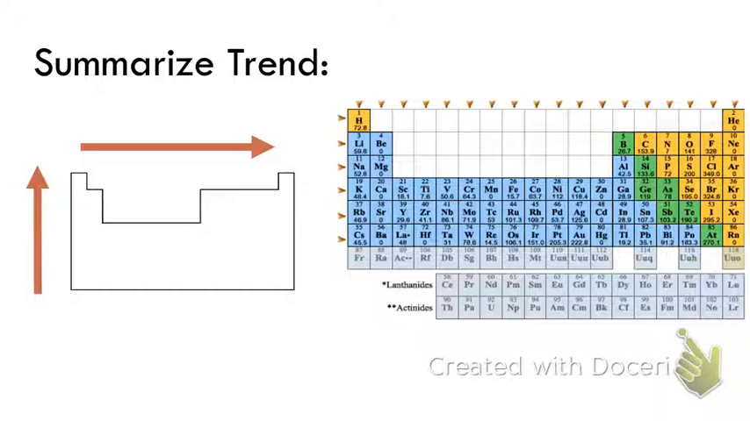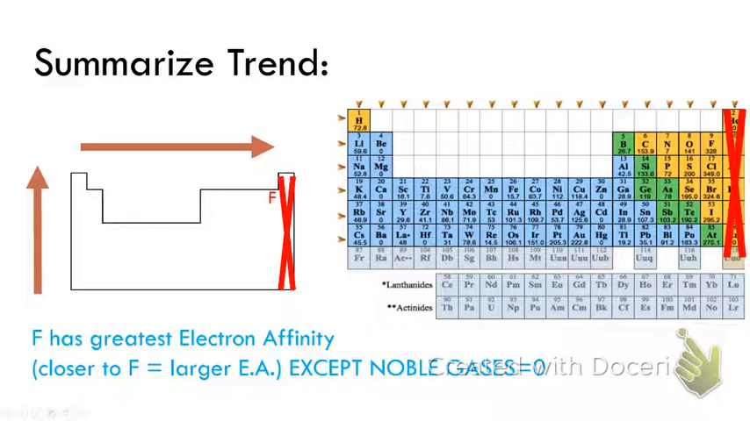But if you look at this table, this shows that helium and all the other noble gases have 0 electron affinity. And that's because they don't want electrons. They're happy with the electrons that they have. So we're actually going to be excluding the noble gases from this trend, which with the same arrows means the highest up and over element with the greatest electron affinity is going to be fluorine. So fluorine has the greatest electron affinity, meaning the closer we are to fluorine, the larger that electron affinity will be, except for the noble gases. No matter how close or far they are from fluorine, they have 0 electron affinity.